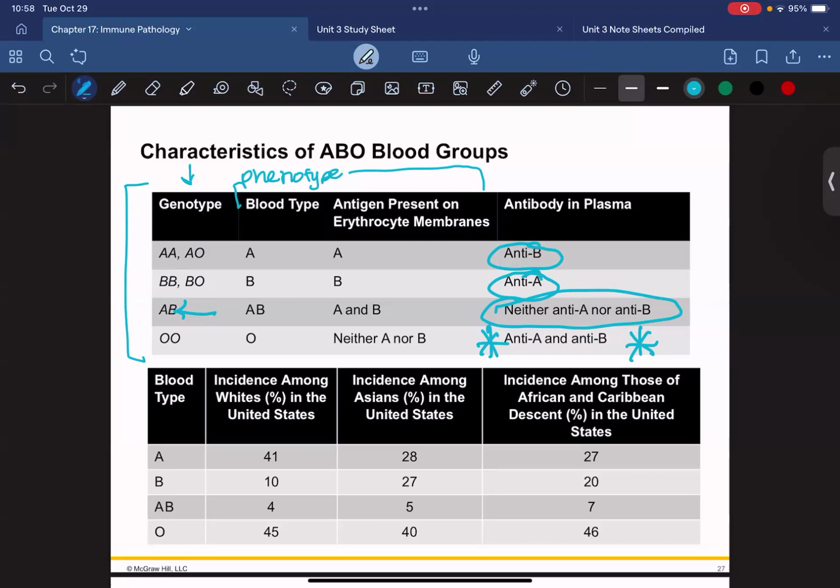So A's have only A. So to them, B looks weird. It looks foreign. B's have only B. And so to them, A looks weird. That's foreign, right? So look at ABs. Does A look weird to an AB? Nope. It looks like self. Does B look weird to an AB? No, it looks like self. Does O look weird to an AB? No, it looks like self. Uh-oh, I think we've learned something about ABs, which is that they can receive any blood type. So lucky them. AB is the universal recipient.